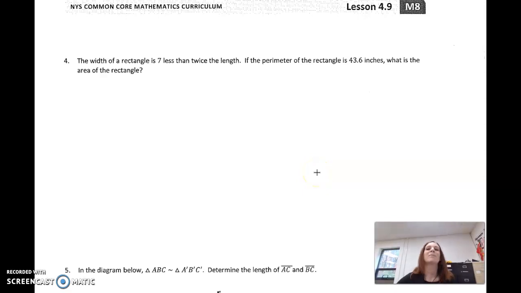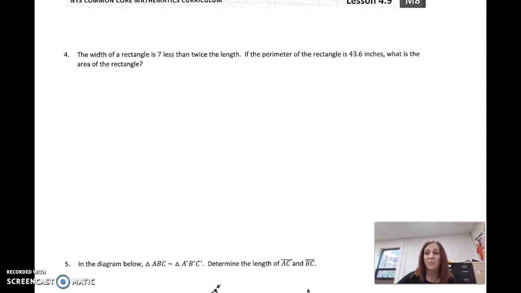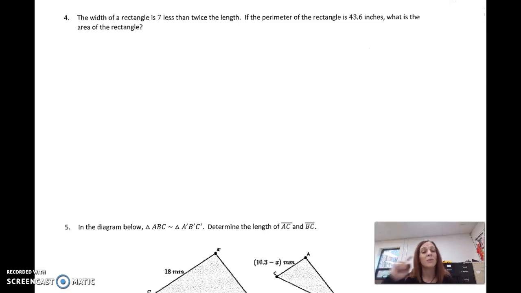All right, we're going to finish up lesson 9 in module 4 here, applications of linear equations, with a couple more examples. So let's start here. The width of a rectangle is 7 less than twice the length. And then it talks about the perimeter. So we have to identify our x to be something. Okay, the width is 7 less than twice the length. So I'm going to say let x be the length.